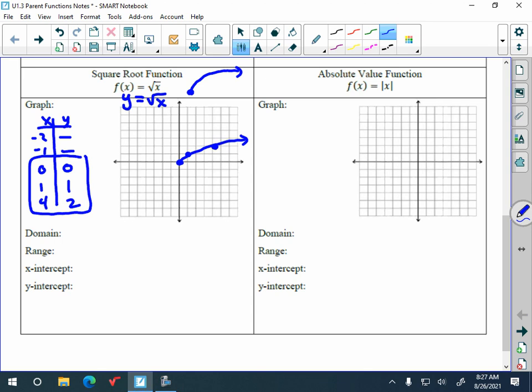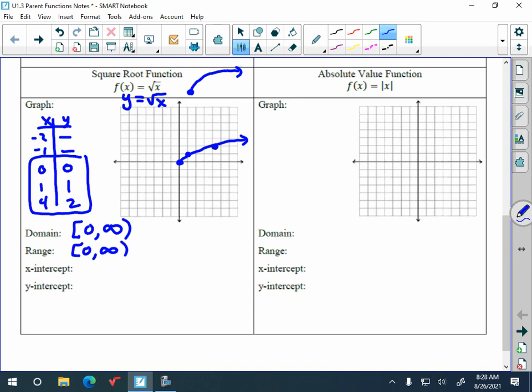So anytime you have to graph the square root function, use 0, 0, 1, 1, 4, 2. Those are your 3 points. And again, you could use 9, 3 if you want to also. What would the domain of this function be? Good, 0 to infinity, and we're going to use a bracket. And then the range? Yeah, it's the same, 0 to infinity. Good.